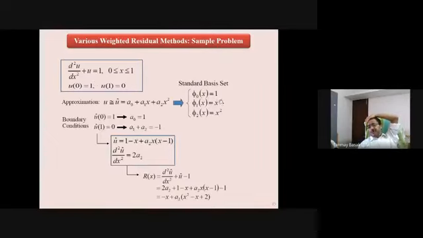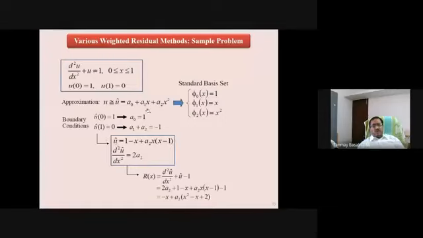And for this residual technique, I am using the basis set 1, x, x square. So if you apply the boundary conditions, as I said, the boundary conditions are u0 equals 1 and u1 equals 0, and in that case you can easily obtain these expressions: a0 equals 1 and a1 plus a2 equals minus 1.